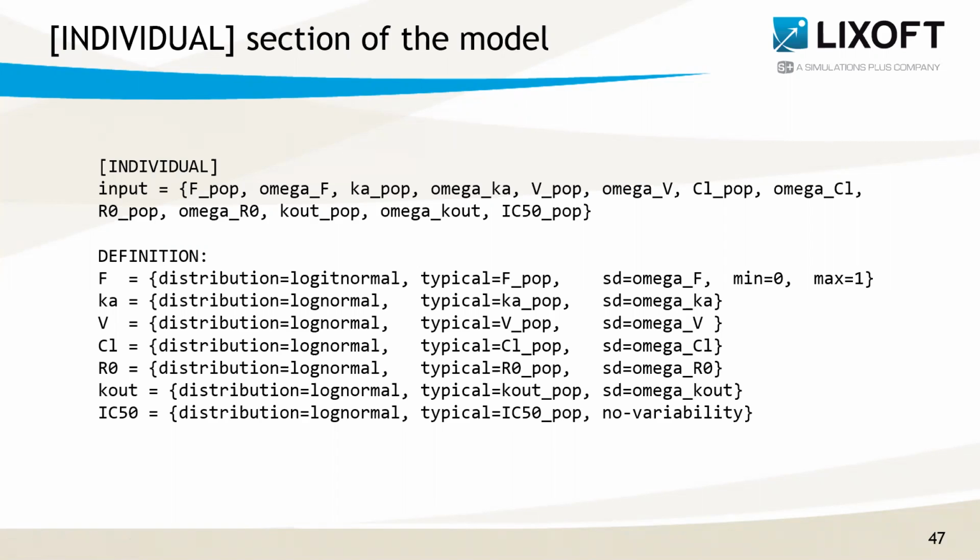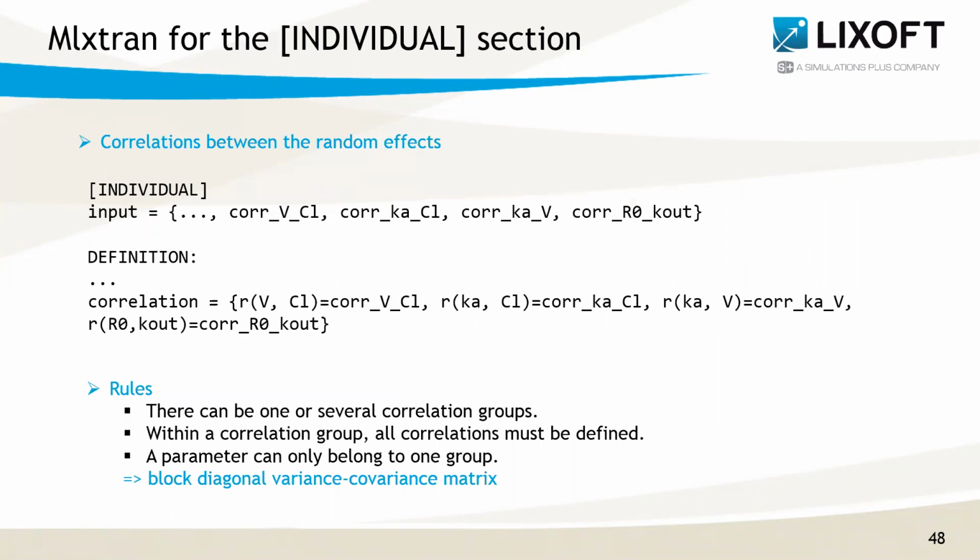For the moment, each parameter is independent from the others, but usually individuals which have a large volume also have a large clearance. So what I would like to define next are correlations between the random effects. The syntax to define correlations is to add in the definition block below the distribution definitions, this line, so correlation equals, and then for each pair of parameters that is correlated, you write R, and under parentheses, your two parameters equals the parameter representing the correlation that is also appearing here in the inputs.